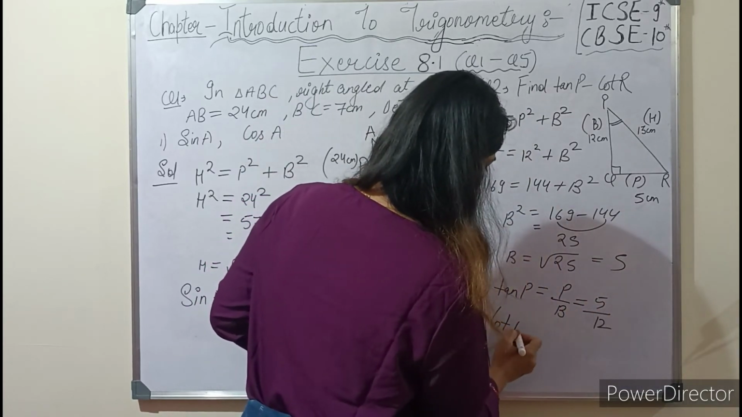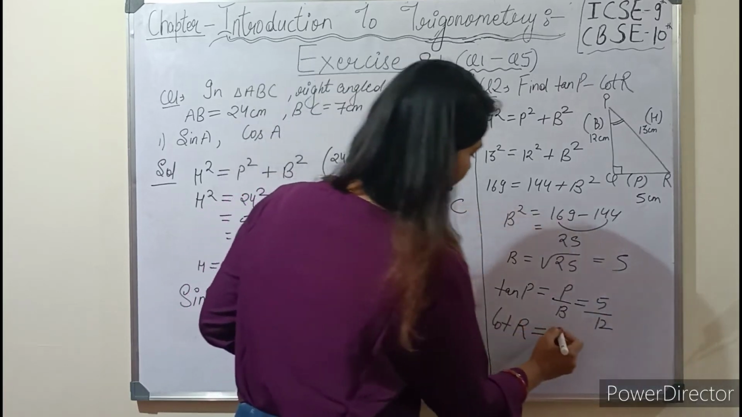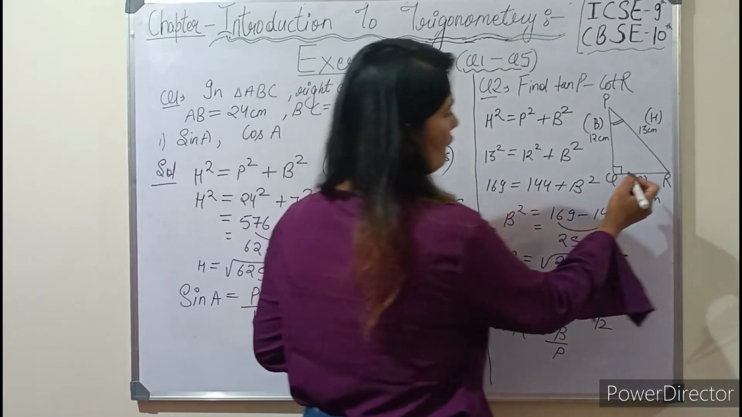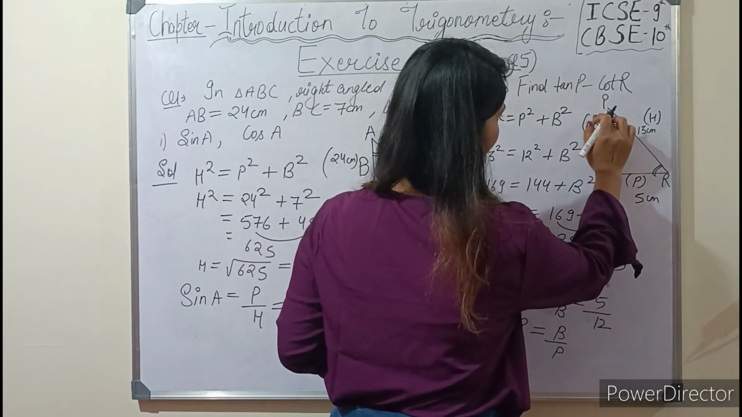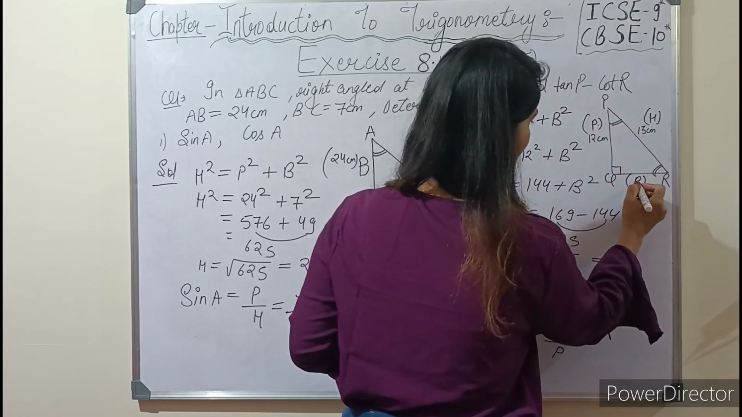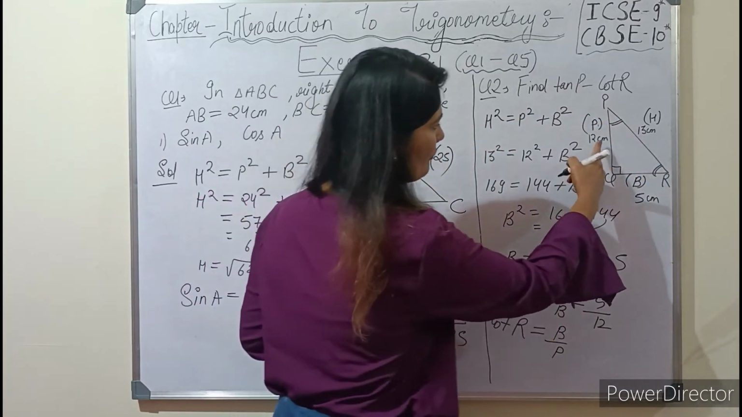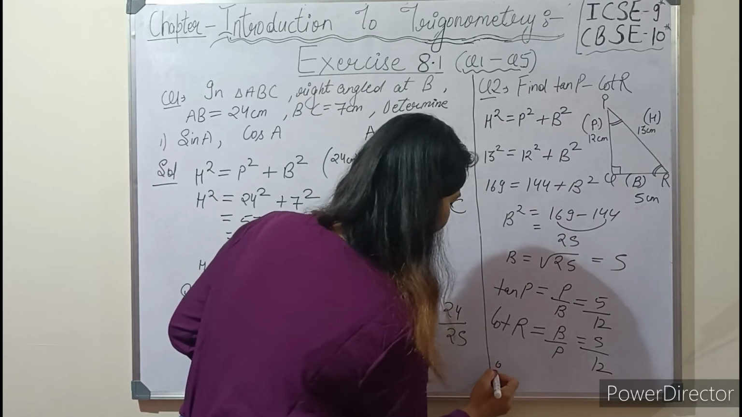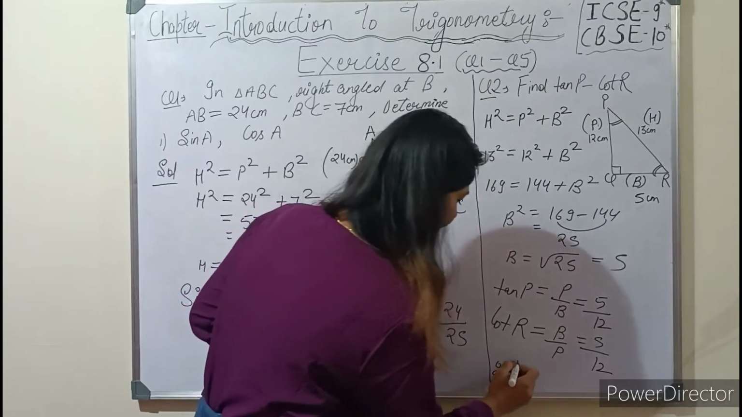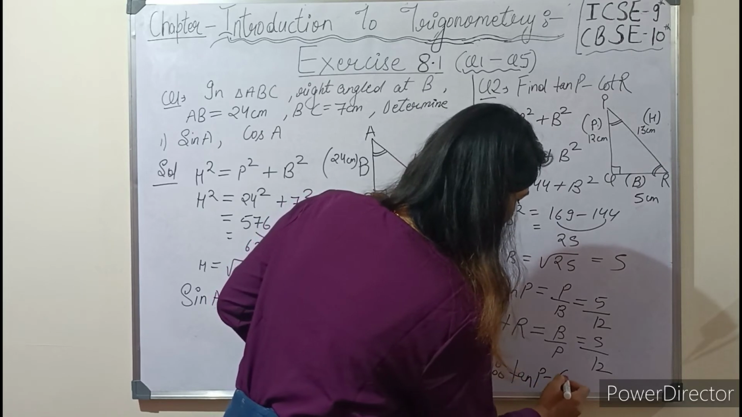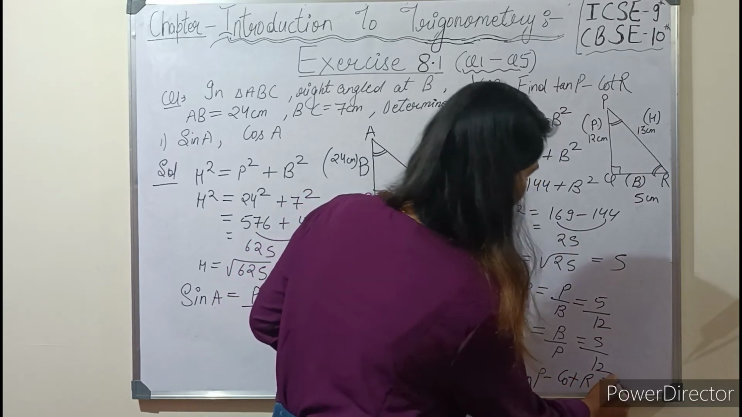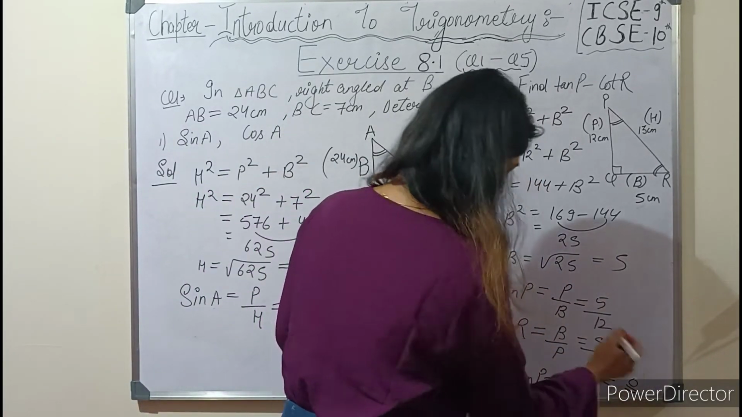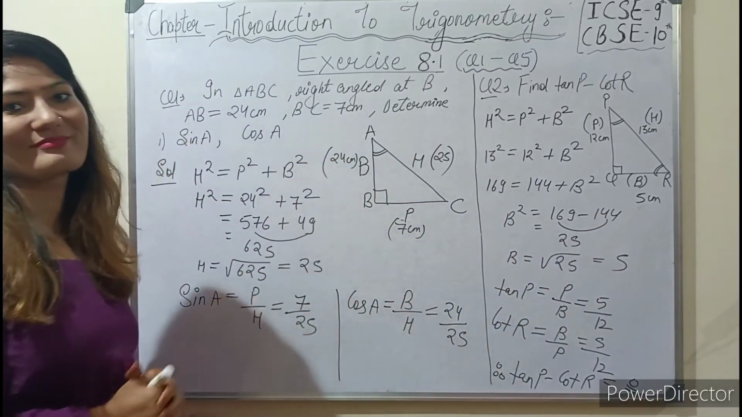In a similar way, the value of cot R, the value of cot is B by P, but here the angle is R. So now for the given angle R, this is the perpendicular and this is the base. So here the value of cot R is 5 divided by 12. So finally, you need to find the value of tan P minus cot R. Therefore, tan P minus cot R is equals to, so it's very obvious, 5 by 12 minus 5 by 12 is 0. So 0 is the answer. So please have a look.